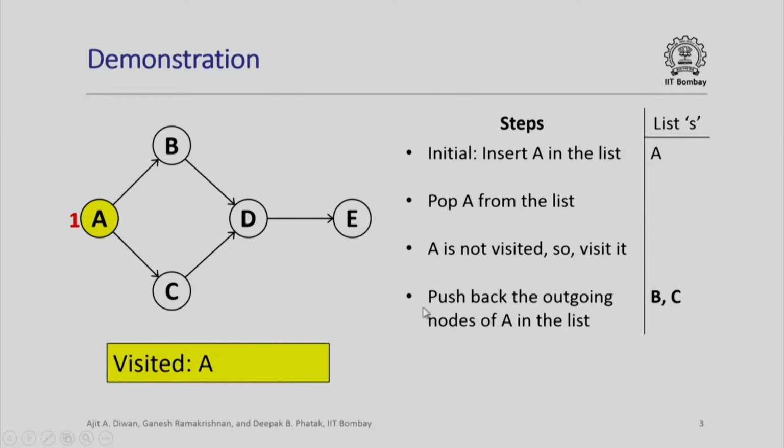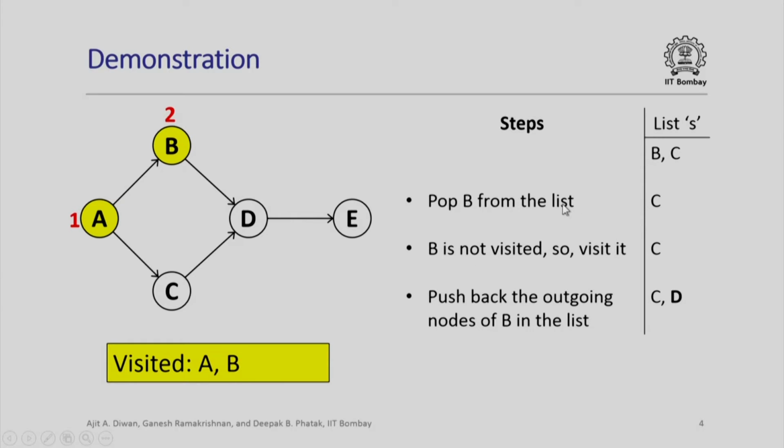Let us look at the demonstration. Initially, we insert A in the list, and pop A from the list. Since A is not visited, we visit it. When we visit A, we will find out the outgoing edges. There are two edges, B and C. They will come in that order and they will get pushed onto the list S. Next, we have list S containing B and C.